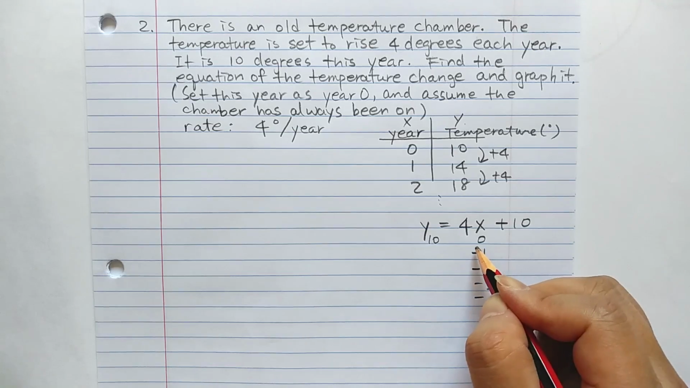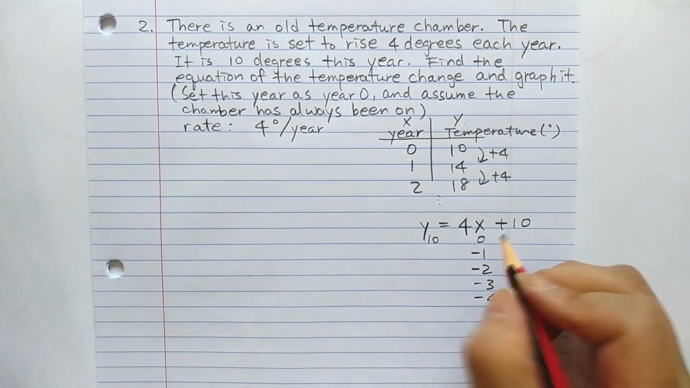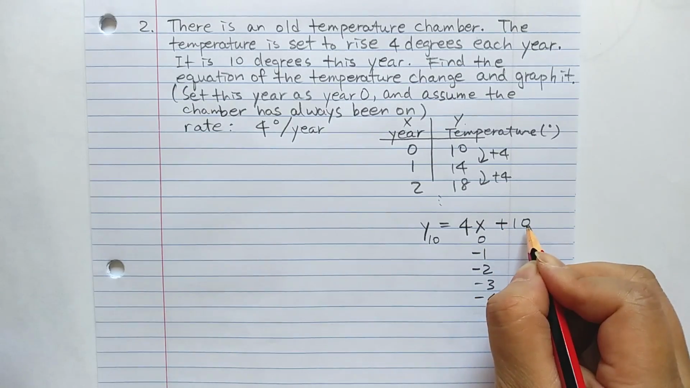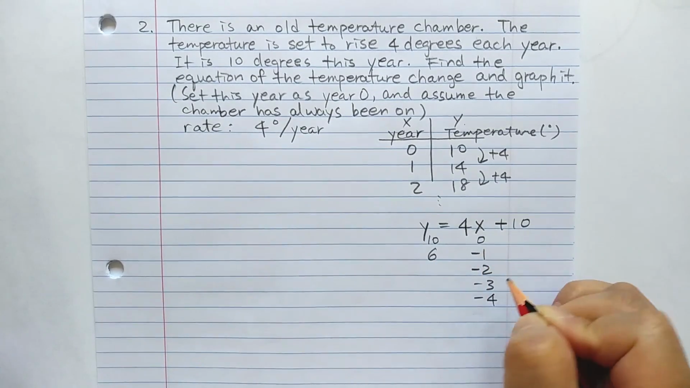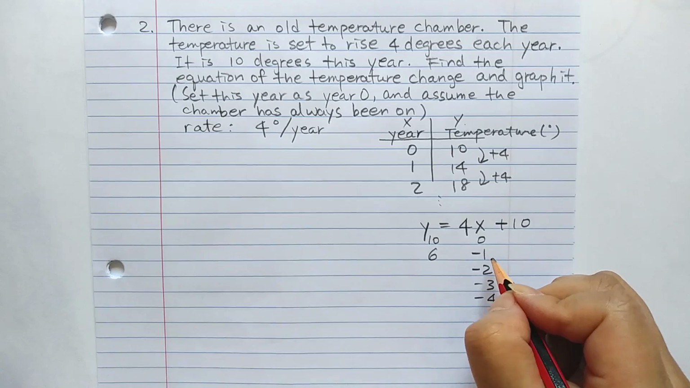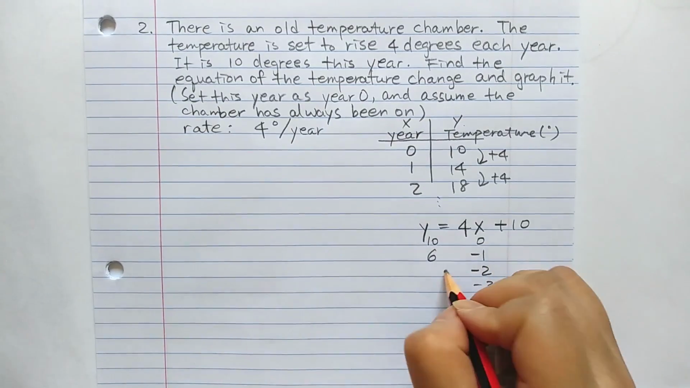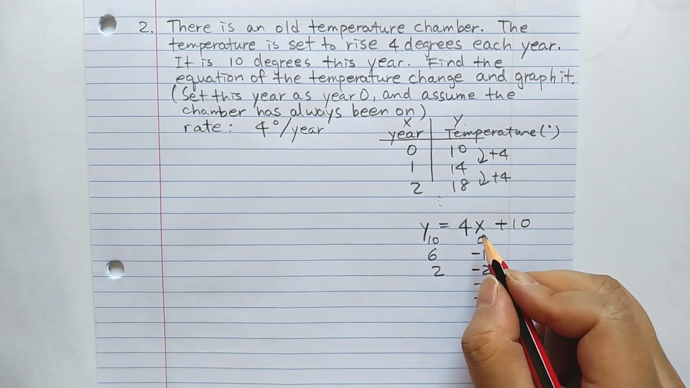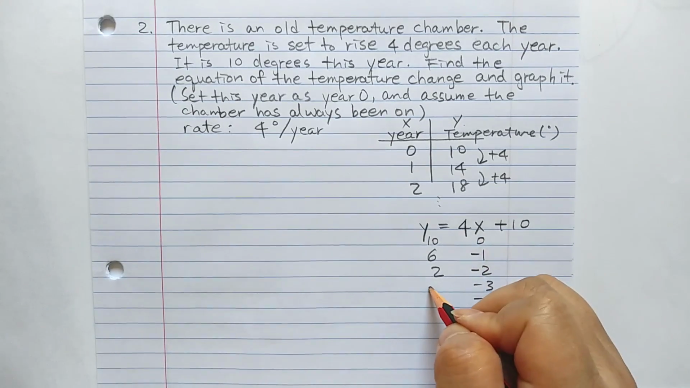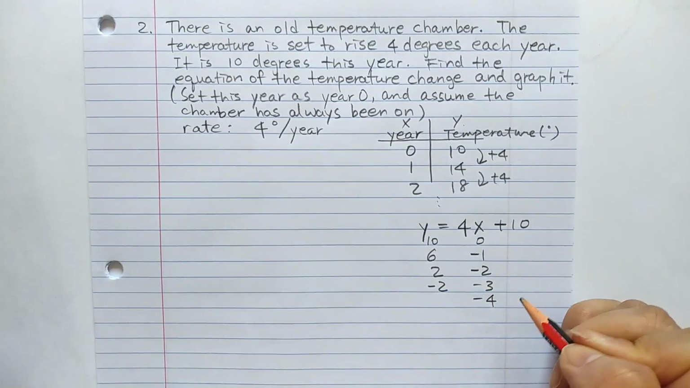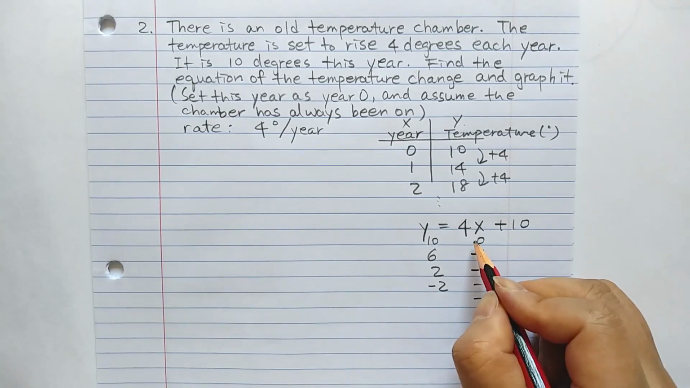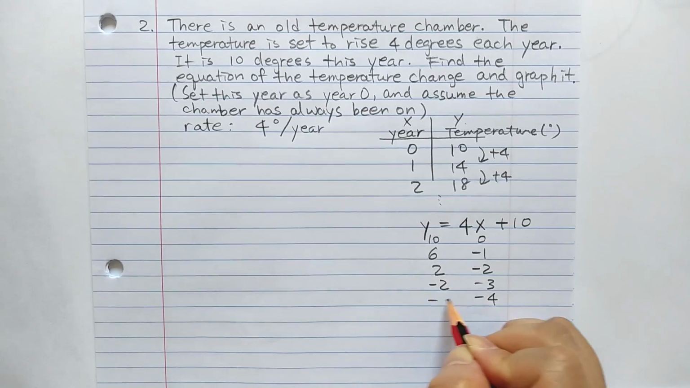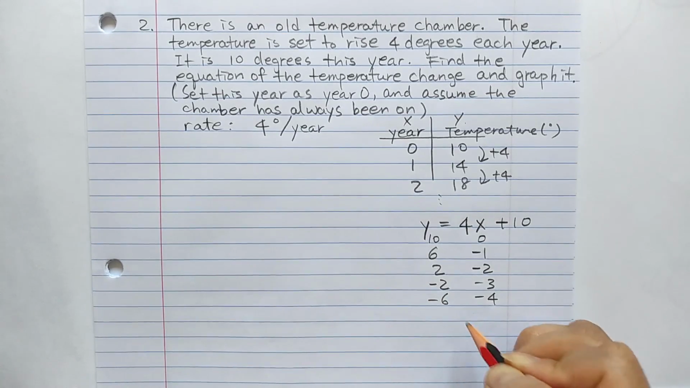What are the temperatures in these years? -1 times 4 is -4, plus 10 is 6. -2 times 4 is -8, plus 10 is 2. -3 times 4 is -12, plus 10 is -2 degrees. -4 times 4 is -16, plus 10 is -6 degrees. And let's graph these.